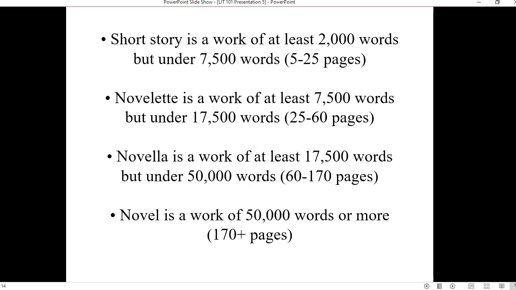We have novelette, which is between 7,500 words and 17,500 words, which could be between 25 to 60 pages. And we have the novella, which has 17,500 words to 50,000 words, which could be between 60 and 170 pages. While the novel is much more elaborate and has at least 50,000 words, giving us at least 170 pages. So by this, when we pick up a narrative work, we should be able to identify whether that work is a novel, a novella, a novelette, or a short story, based on the word count and the number of pages.